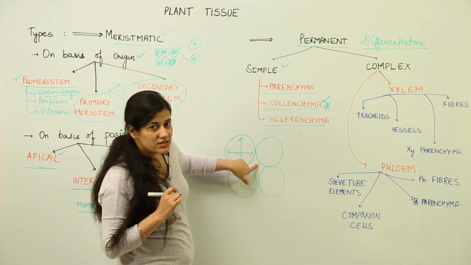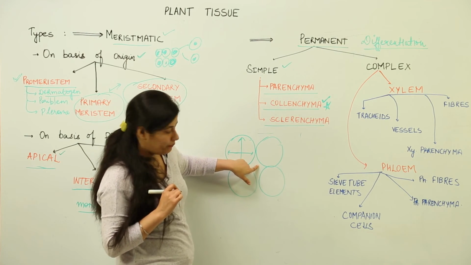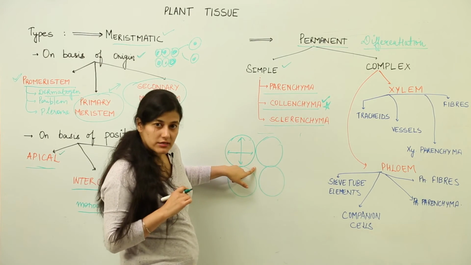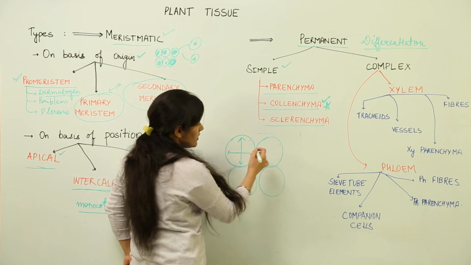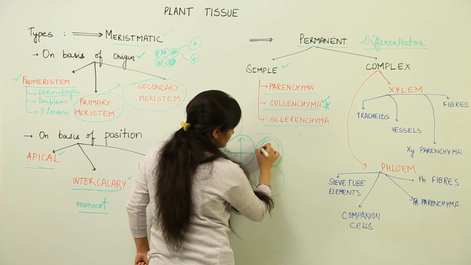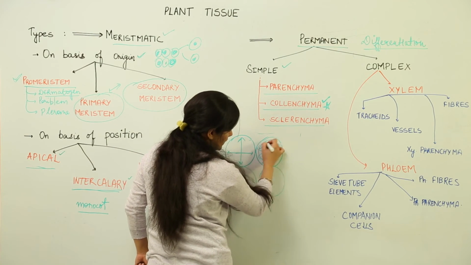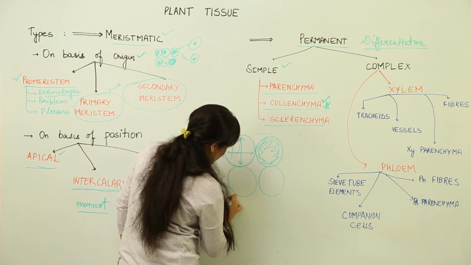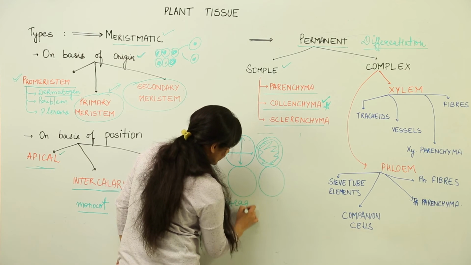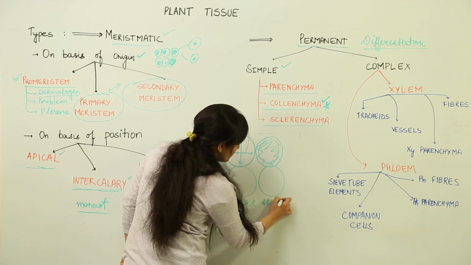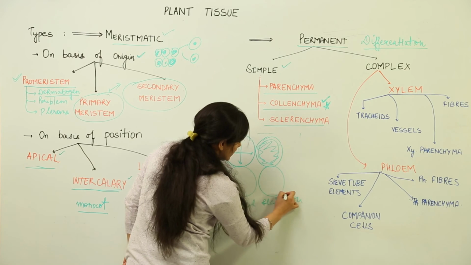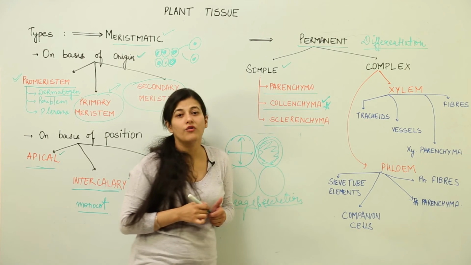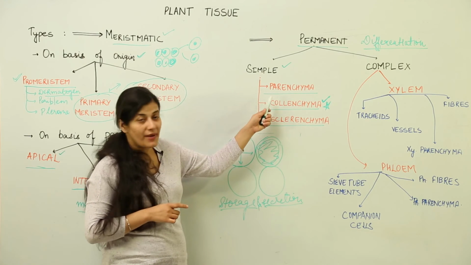They have intercellular spaces in between them. They are isodiametric. There is a lot of protoplasm, and the function that they perform is storage and secretion. So if we see a leaf, the maximum part of the leaf would be formed of parenchyma.